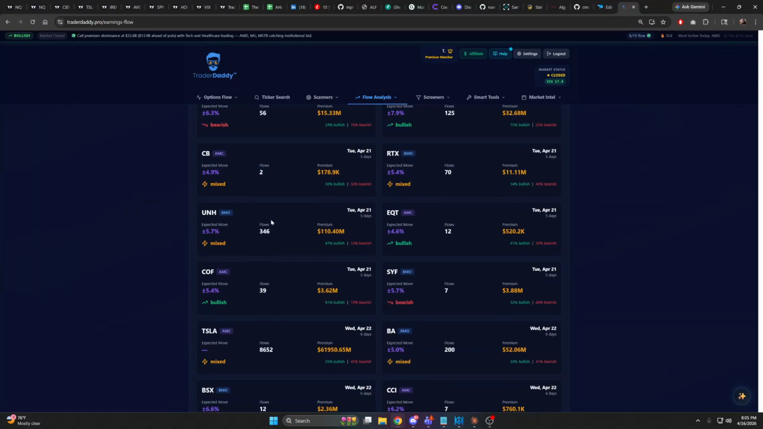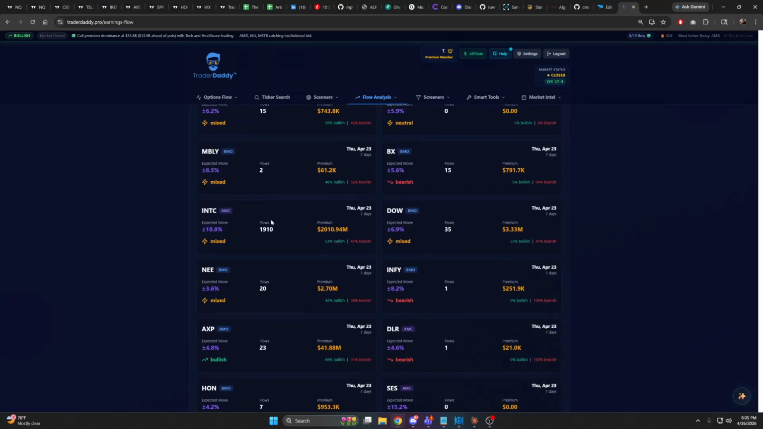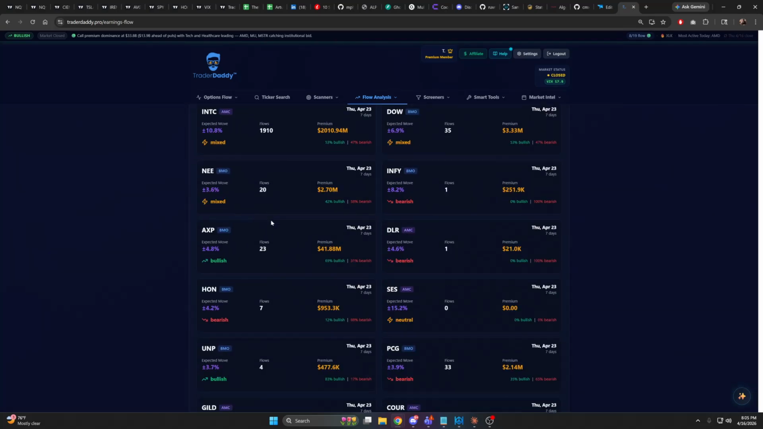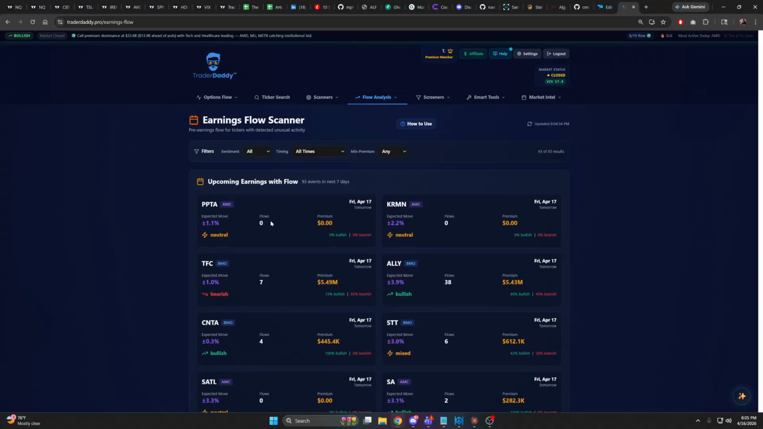And yeah, this is just your earnings flow. So it's going to show you all the earnings coming up with their flows and their sentiment. So really useful if you're playing the big tech stocks or just big stocks in general, because they get a lot of flows and positioning into earnings, and you can come here and see that.